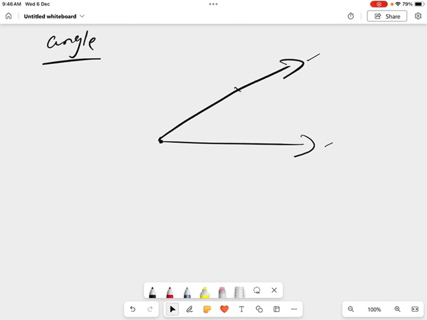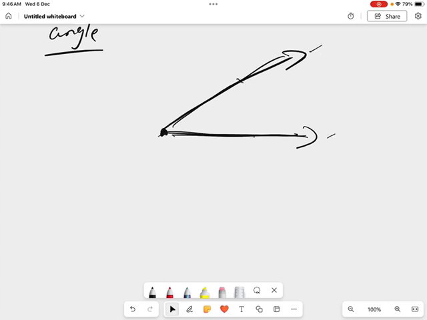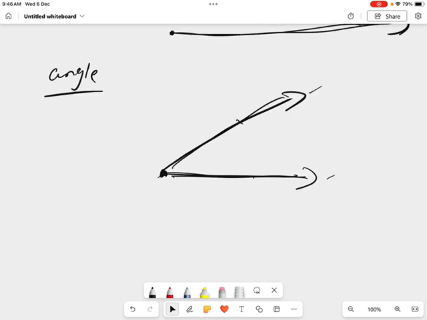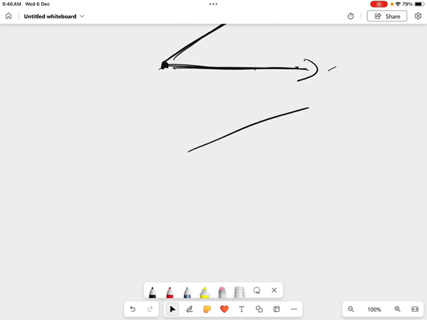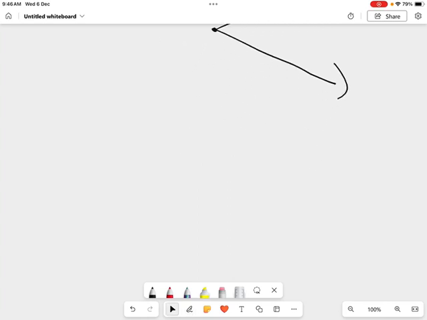This is the union of two rays having the same origin. This is the origin. The union of two rays having the same origin is called an angle. Or another explanation is that two rays meet at one point. These two rays meet at this point. This is called an angle. Or an angle is a measure of rotation.